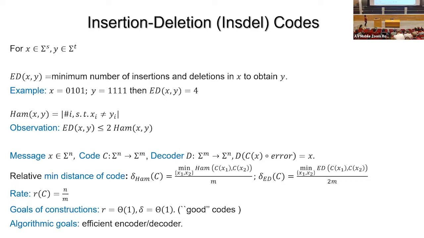So some parameters that we care about when we talk about codes are the minimum distance, which is the relative minimum distance between 2 code words. And we can think about Hamming and edit distance, and this should be something in (0, 1). And the rate, which is the ratio between n and m. And when we want to construct codes, we want to add as little redundancy as possible. So m versus n, m should be very small compared to n. So the rate should be theta of 1, and distance should also be theta of 1.